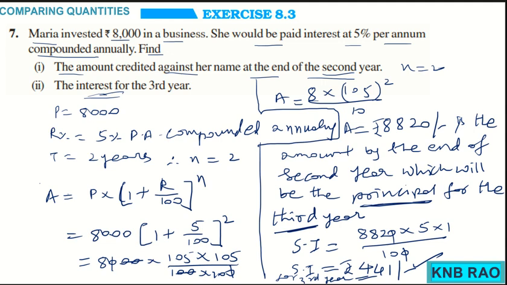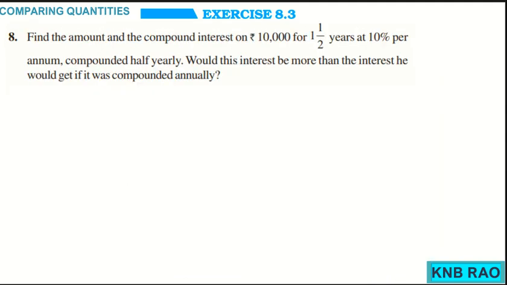Now coming to question number 8. In question number 8, find the amount and the compound interest on 10,000 for 1.5 years at 10% per annum, but compounded half yearly.